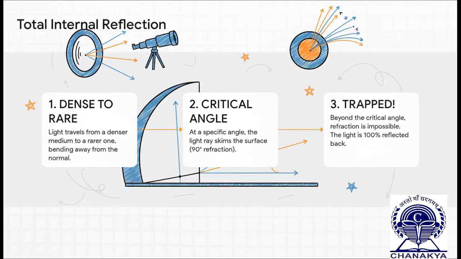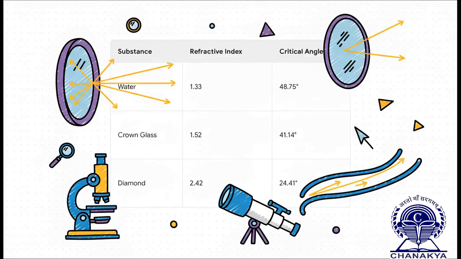That's total internal reflection. Now, different materials have different critical angles. For water, it's almost 49 degrees. For glass, it's a bit lower, around 41. But now, look at diamond. Its refractive index is so high that its critical angle is tiny, just over 24 degrees. This means light that gets into a diamond has a really hard time getting out. It gets trapped inside, bouncing around over and over again, and that is exactly why diamonds sparkle so much.